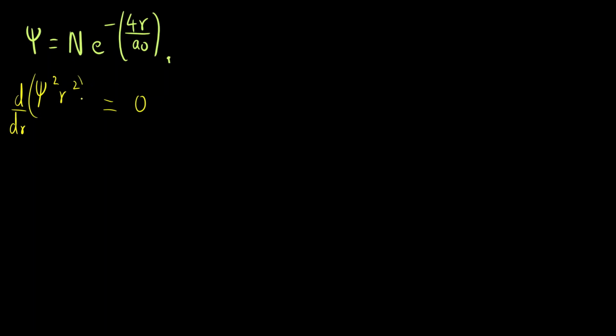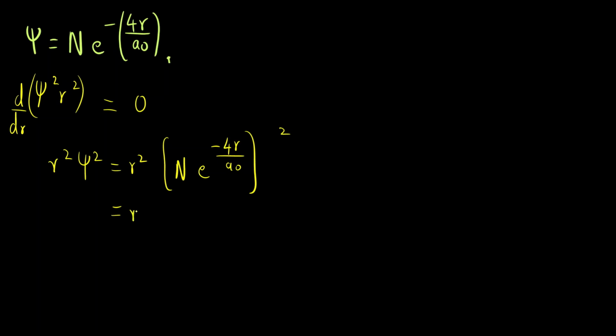So we first have to find the expression r square psi square. Psi is N e raised to minus 4r by a naught. We have to square this. So r square psi square will be N square into e raised to the square of this, that is minus 4r into 2, so minus 8r by a naught. This is the term for r square psi square.